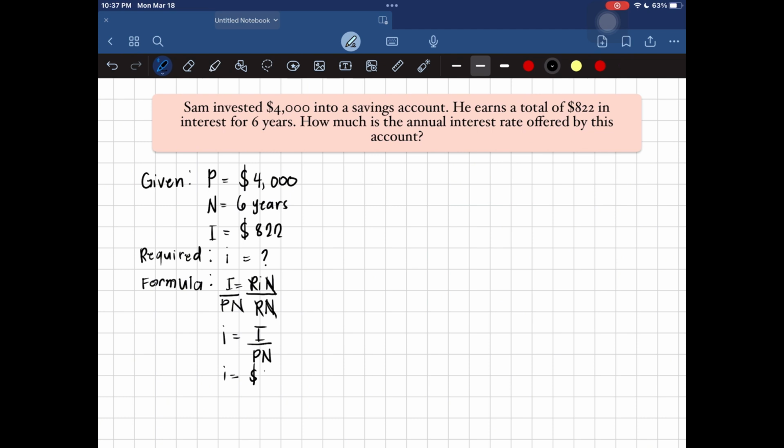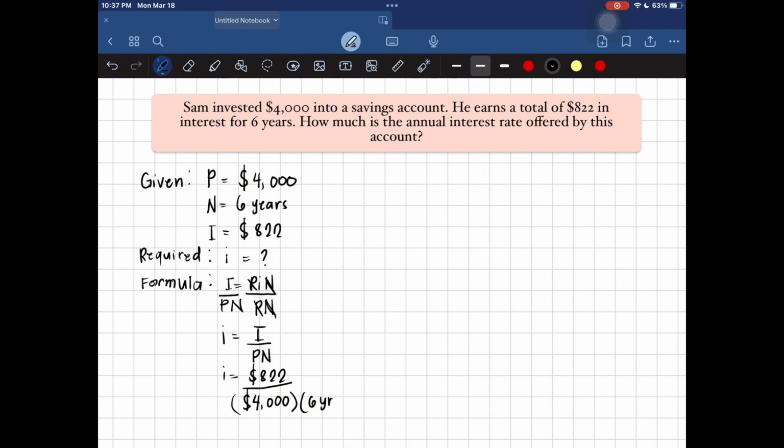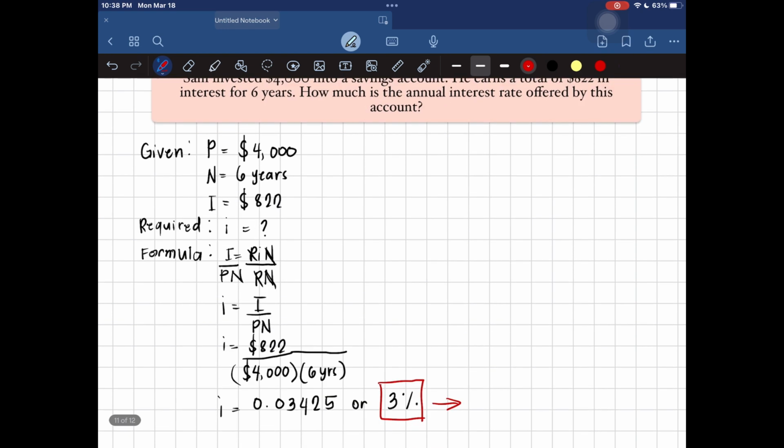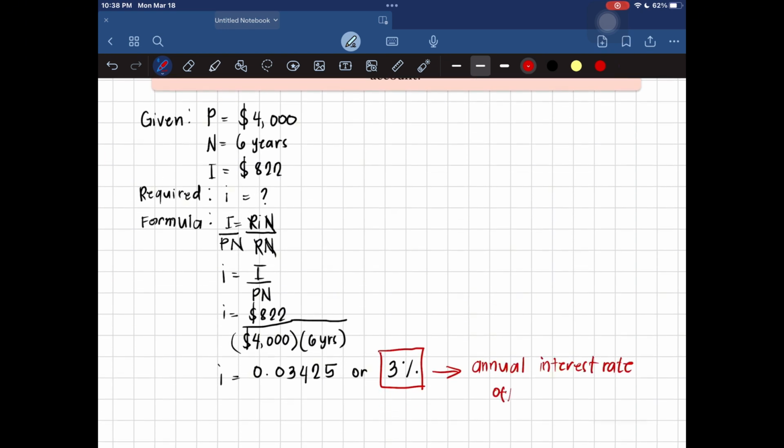So I is equal to $822 over $4,000 times the number of years, which is 6. So the value of our interest rate will be 0.03425, and to convert it into percentage form, we have to multiply it by 100, so it will be 3%. So this is the annual interest rate offered by the account.